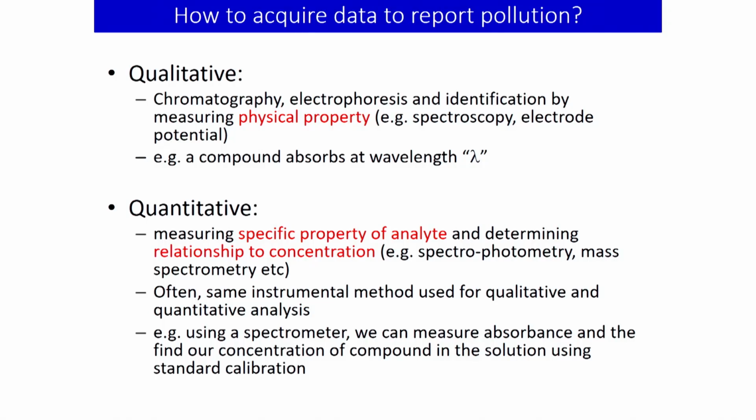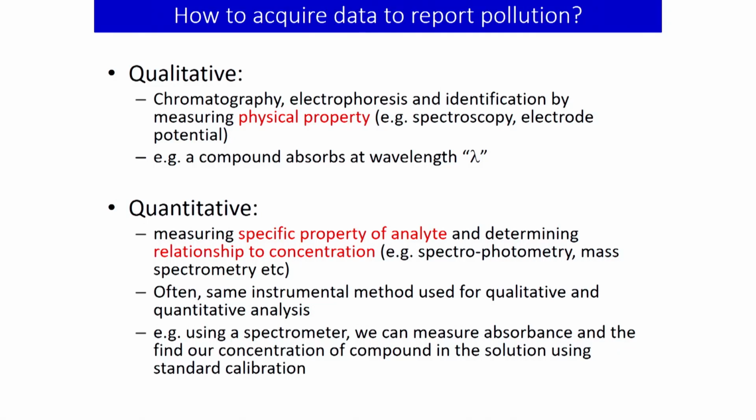For example, here I gave the example of a spectrophotometer. A spectrophotometer can measure the absorbance and find out the concentration of a compound in a given solution using standard calibration. Okay. So, if you measure the absorbance of a compound at a given wavelength lambda, you can find out whether that species is present or not. That wavelength, or that lambda, at which the compound absorbs is a characteristic property of that compound.